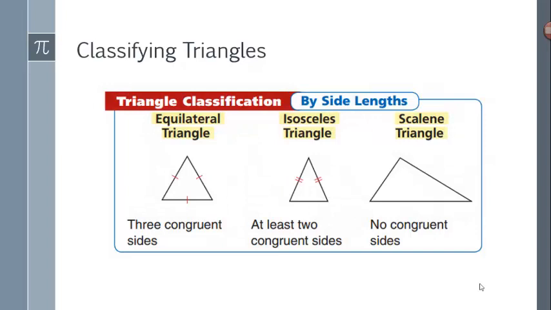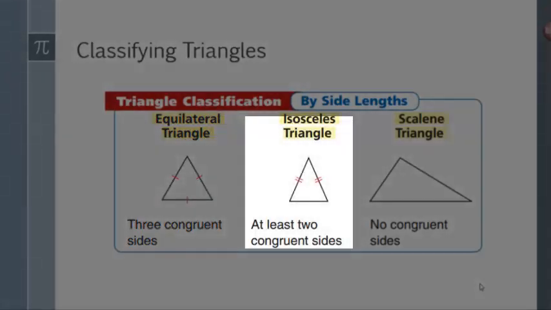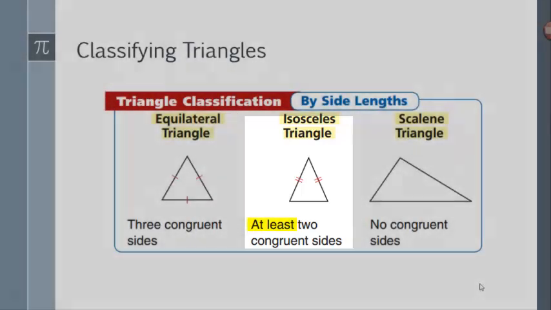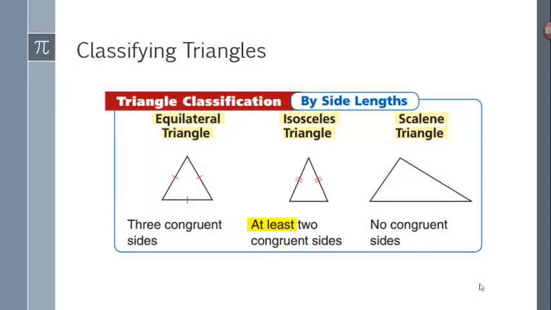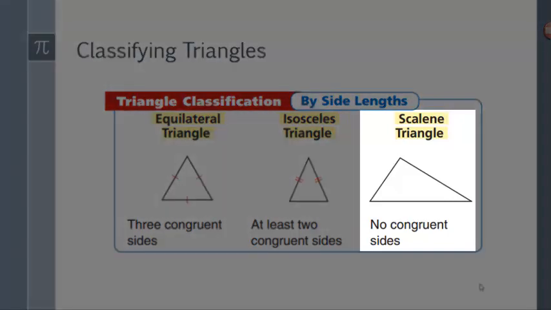And by side length, you're probably more familiar with these. We have an equilateral triangle that has 3 congruent sides. We have the isosceles triangle that has at least 2 congruent sides. Notice the at least, okay? Because an equilateral triangle also has at least 2 congruent sides, right? It has 3, which is at least 2. So an equilateral triangle is always an isosceles triangle. However, an isosceles is not always equilateral. Okay, think about that for a second. And then finally, we have a scalene triangle, which has no congruent sides.